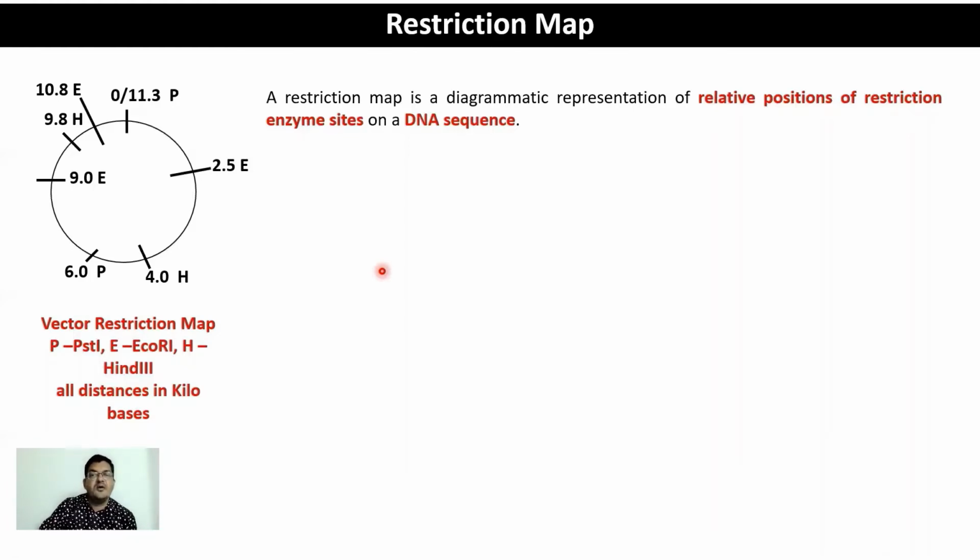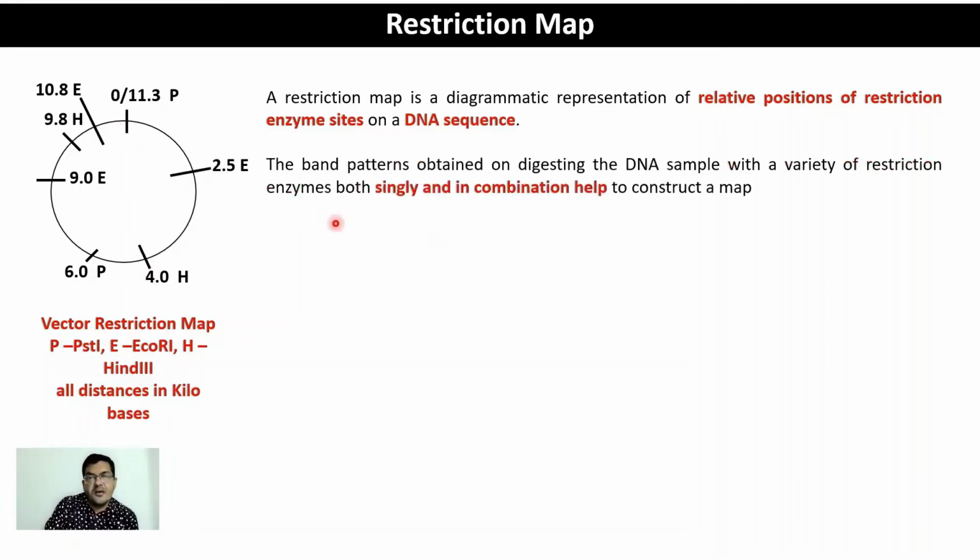So a restriction map is a diagrammatic representation of relative positions of restriction enzyme sites on a DNA sequence. So this is a restriction map where three enzymes, PST1, EcoR1, and HINT3 are marked, and we have taken PST1 as our reference point. And we are marking sites with respect to the reference, such as a 0 position. How distant the enzyme sites are with respect to the 0 position is what is marked here. So the band pattern obtained on digestion of the DNA sample with a variety of restriction enzymes, both singly and in combination, helps to construct a restriction map.